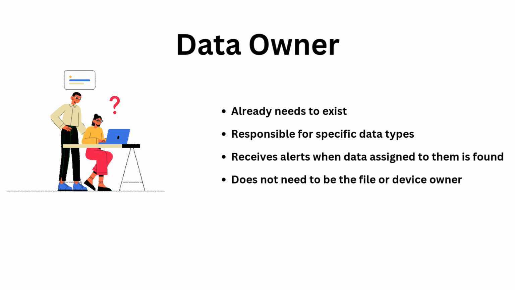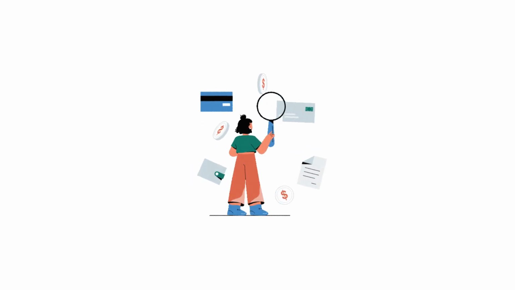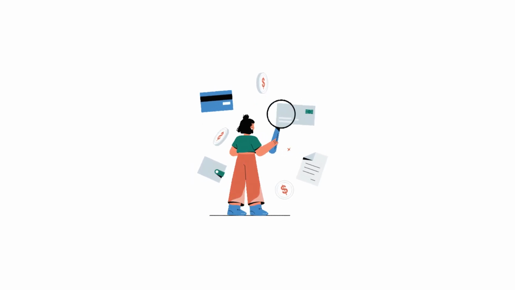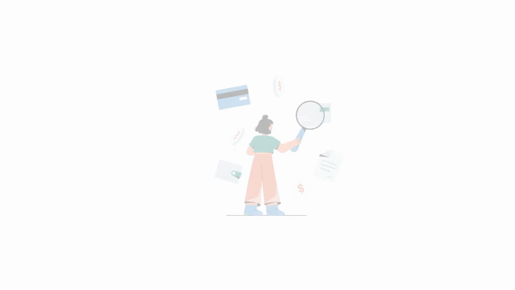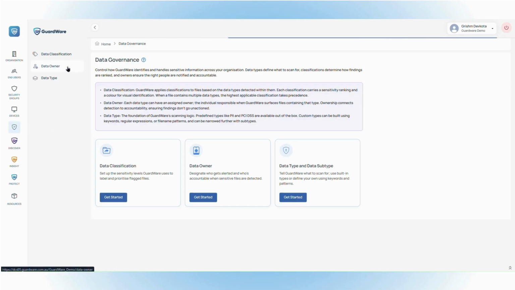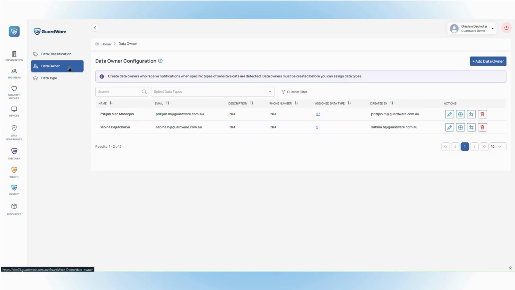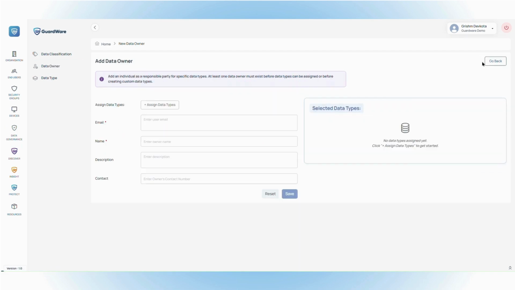It's worth understanding that a data owner is not necessarily the person who owns the file or the device that the sensitive data lives on. The data owner is accountable for the data itself regardless of where it turns up, which means the right person is always notified when sensitive data appears somewhere unexpected. Head to Data Governance, then Data Owner, and add them before coming back here. With both of those in place, you're ready to create a custom data type.